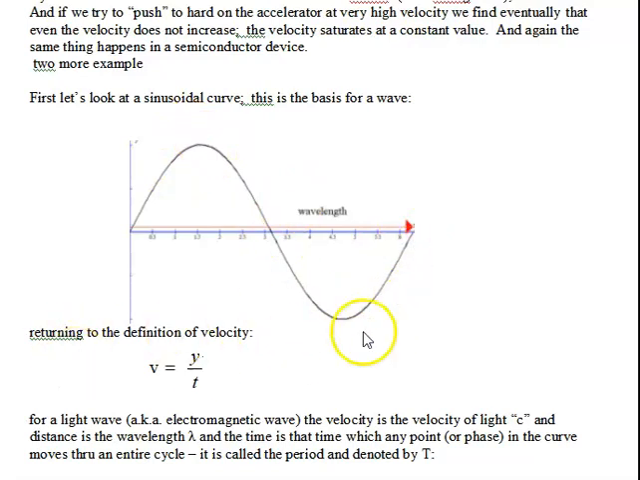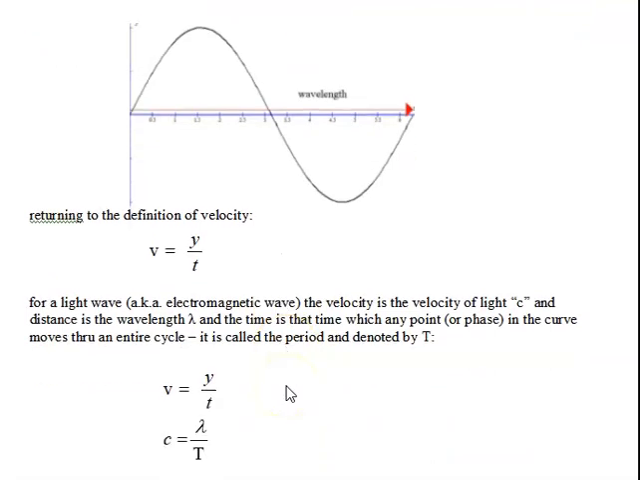And I'm going to use the definition of velocity. Velocity is equal to the distance divided by time. For a wave, the distance is the distance from the start to the finish of the wave. Of course, the wave keeps going on, but this distance here is one wavelength, and that is equal to lambda. We call lambda the distance of the wave in wavelengths.